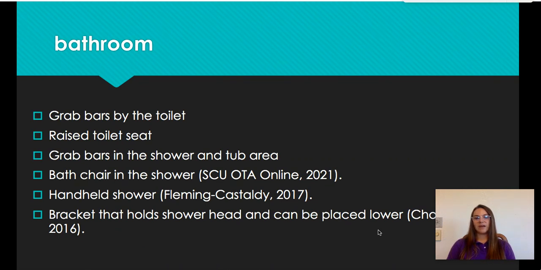Oftentimes this is high up and hard to reach. So if this is the case, you can have a bracket that holds the shower head and it can be placed lower so it's easier for the individual to get.